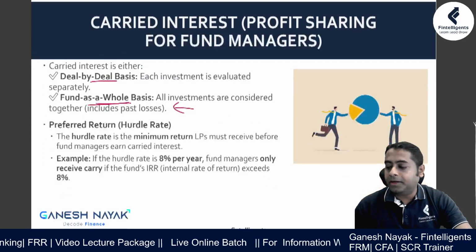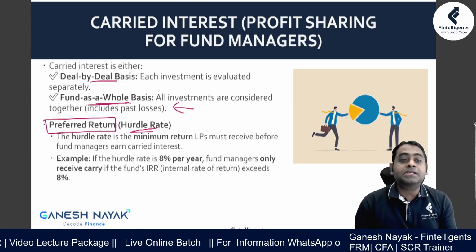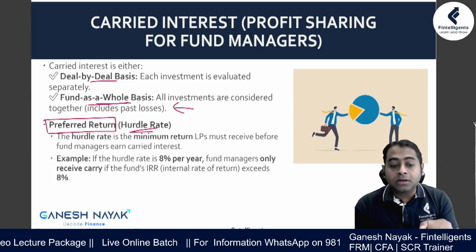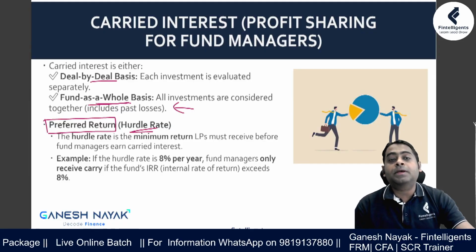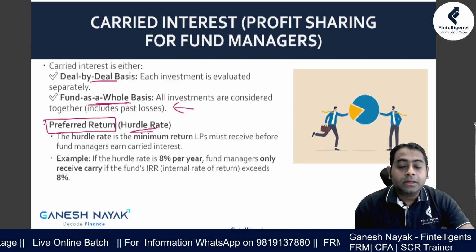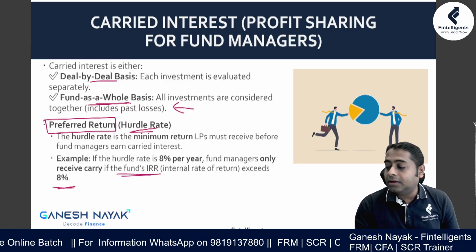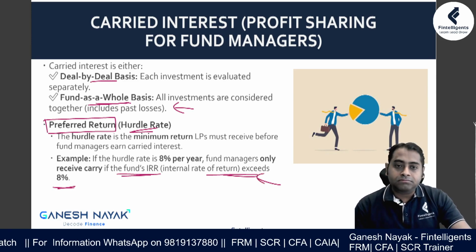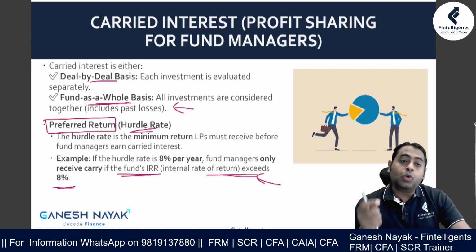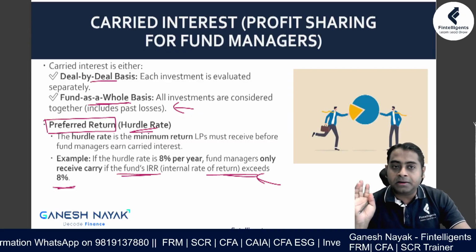One more connecting point. We talked about the hurdle rate. This is called the preferred return. That means if you are able to generate return above that minimum expected return, that is the hurdle rate, then only I'll pay you the fees, right? That means the overall return of the fund should exceed that hurdle rate, say 8%. That is preferred return. You will only receive the carried interest or the incentive above that hurdle rate.